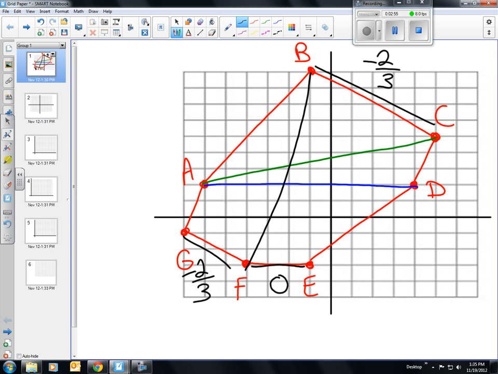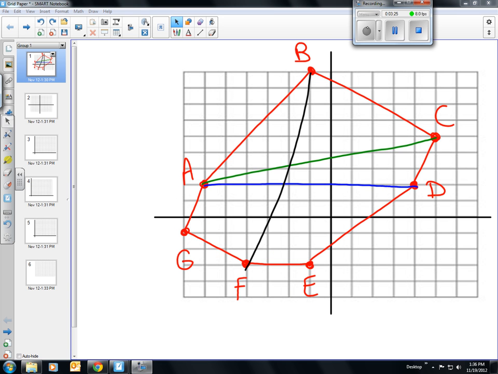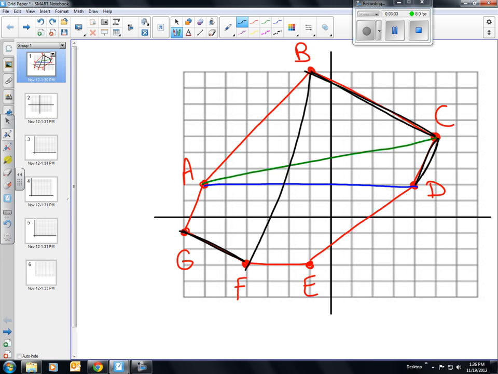The slope of ED here would be a positive 1 slope. Slope of DC would be a positive 3 slope, and slope of AG would be a positive 3 slope, and then the slope of AB would be a slope of 7/5. So here, when you're looking at your diagram, we can really say that this line here is parallel to this line, and we can say that this line is parallel to this line.